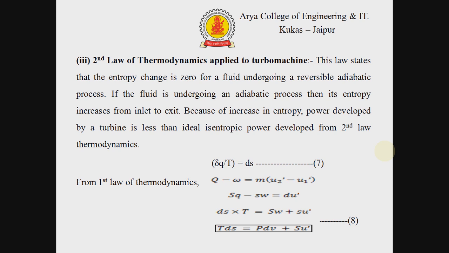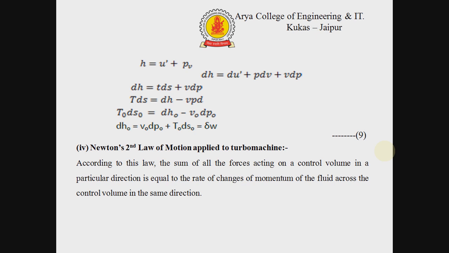Q minus W is equal to m (u2' minus u1'). So we can say that delta Q minus delta W is equal to dU, or T dS is equal to delta W plus delta U. Using the above relations, we get the equation T dS is equal to P dV plus delta U'. That is the equation of the second law of thermodynamics applied to a turbo machine. Again, we further introduce some new relations and get the final equation of the second law of thermodynamics applied to a turbo machine, which is shown by equation number 9.